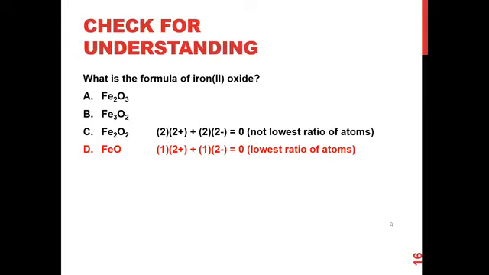Some of you may have selected choice C, Fe2O2. Fe2O2 does have a total charge that adds to 0. However, it does not have the lowest whole number ratio of atoms present in the compound. And it is a requirement when writing a chemical formula that you have the lowest whole number ratio of atoms. Therefore, FeO, after dividing both sets of atoms by 2, is still the preferred choice for iron(II) oxide.